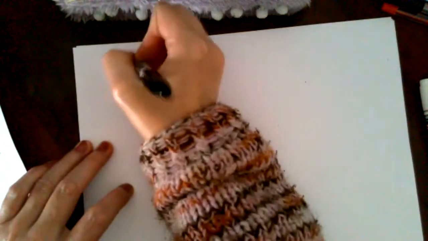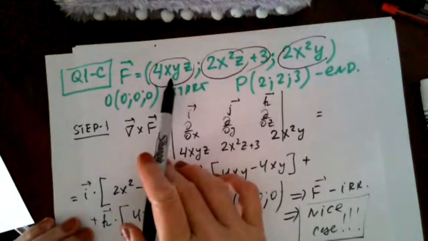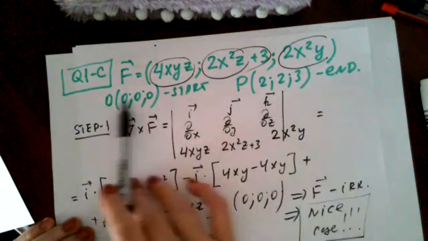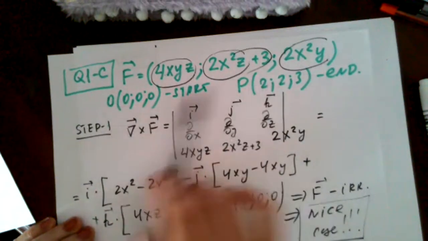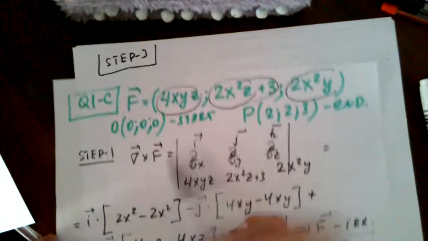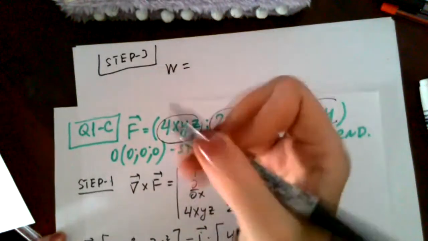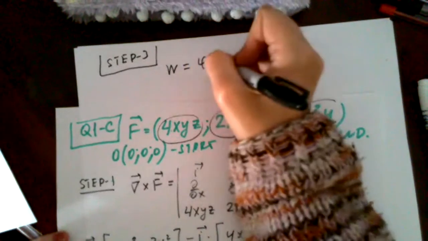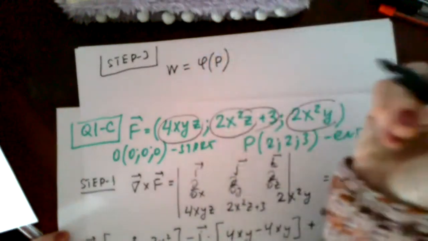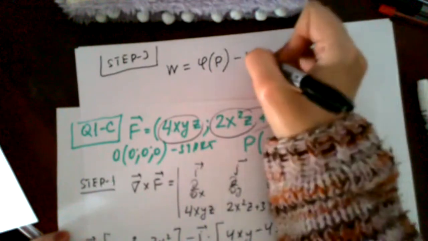So what was the assignment? Let's call it step 3. What was the assignment in this question 1c? The assignment was to find the work integral. Do you remember? We needed to find the work integral when we travel in this vector field from point O to point P. But we know that we don't even need to write this work integral. All we need to do is calculate our potential function phi at the final point, which is P, minus phi at the point O. That's all.